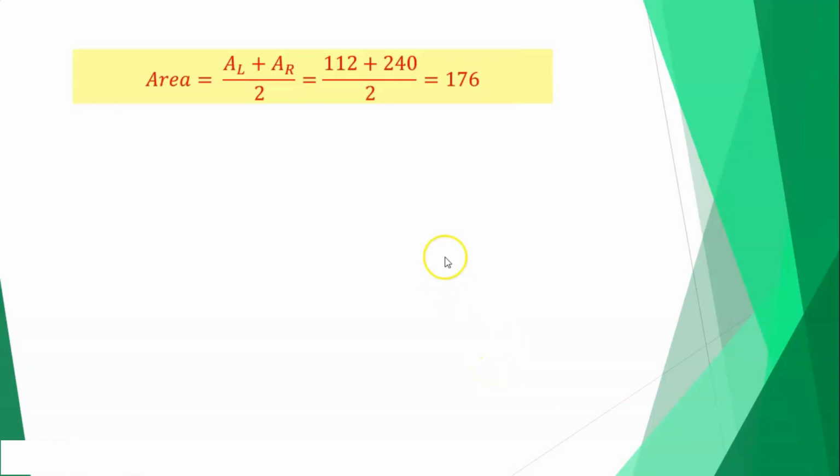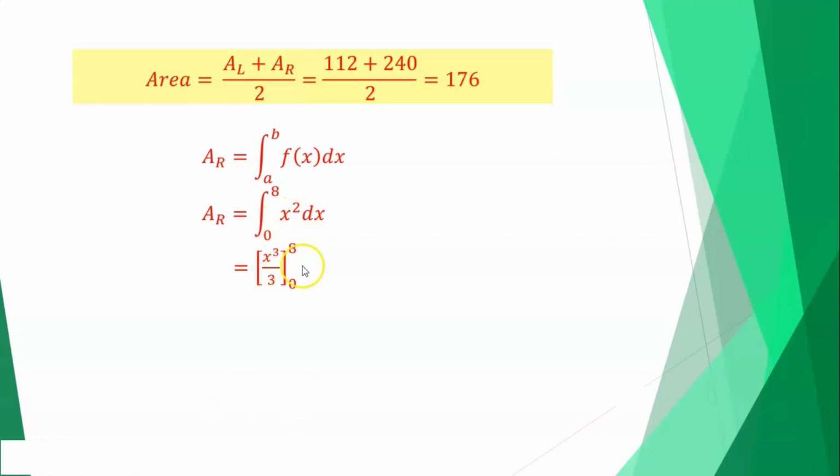Okay, next. Now, again, the area making use of the average of the left and the right is 176. What if I will ask, what is exactly the area of the curve? So with that, we can make use of the definite integral. So that would be the integral of f of x dx evaluated from a until b. So let's substitute. So take note, our function is x squared dx evaluated from 0 until 8. So step 1, evaluate the indefinite integral. So that's x cubed over 3 evaluated from 0 until 8.